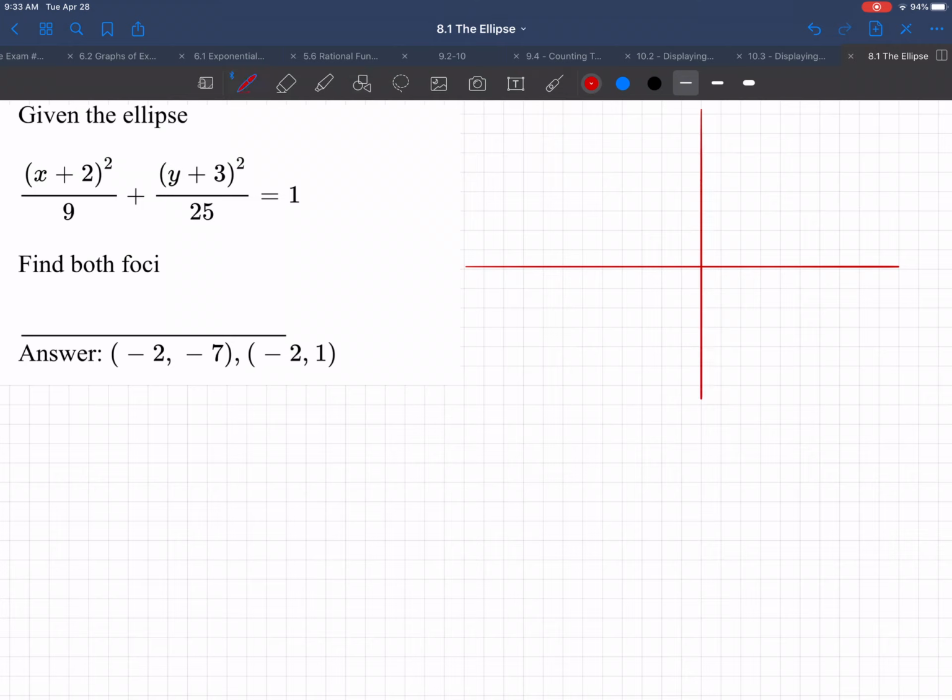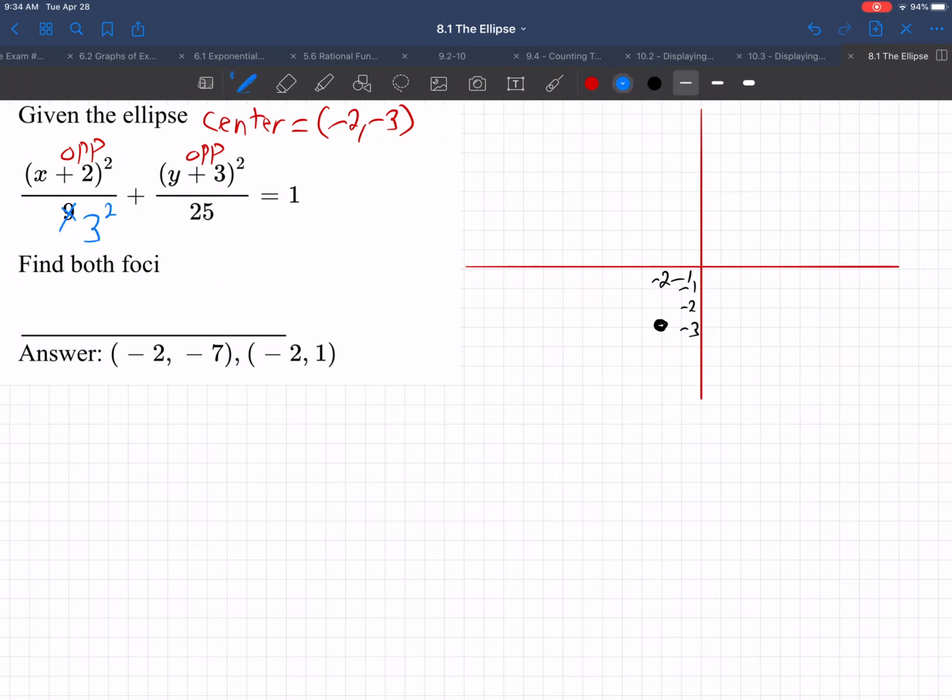Okay, and so let's find the center first off. That's where we always start. The center, remember, is always the opposite of what's next to x and y. So -2, -3. So this is -1, -2, and this is -1, -2, -3. So -2, -3 is right here. So there's the center: back 2, down 3. There's the center of the ellipse.